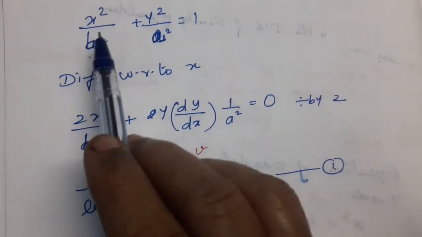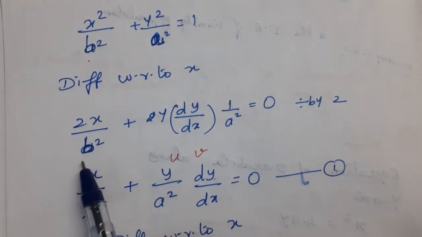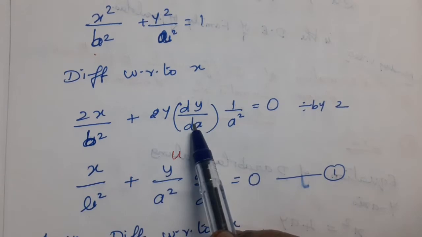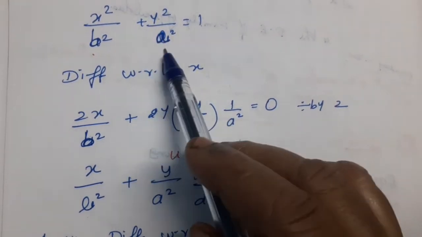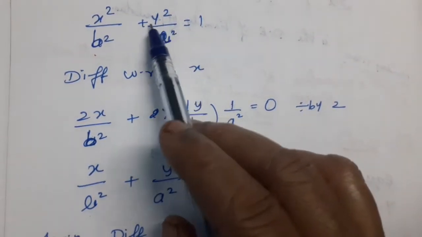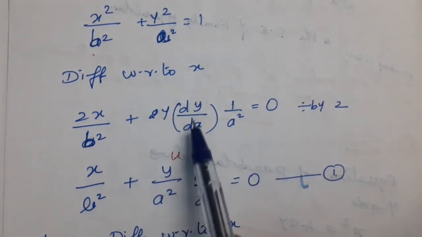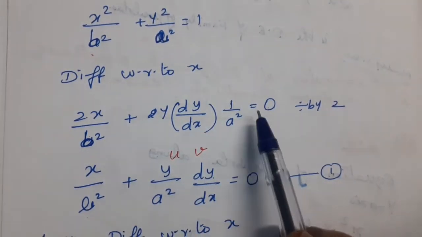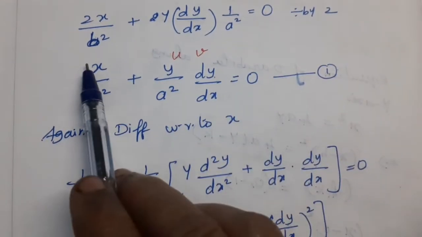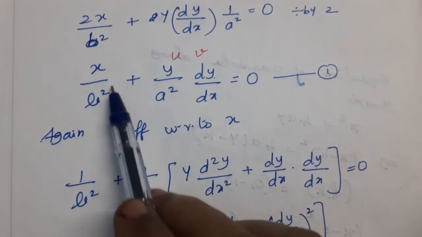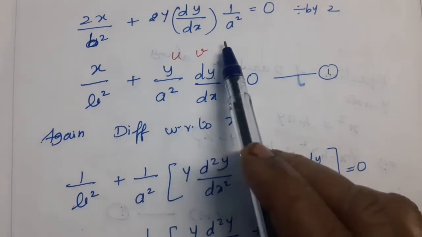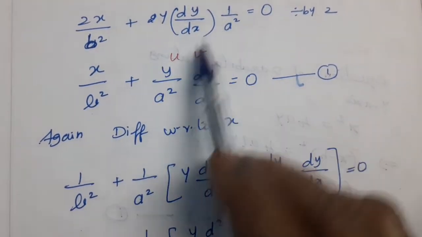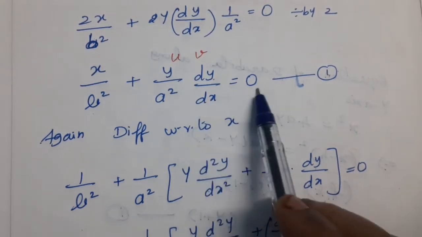Differentiate with respect to x. x square differentiates to 2x, so 2x by b square plus y square differentiates to 2y dy by dx into 1 by a square, keeping 1 by a square constant. The constant differentiates to 0. Now divide by 2 on both sides: x by b square plus y by a square into dy by dx equal to 0.